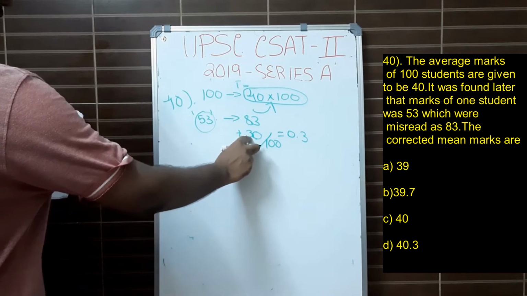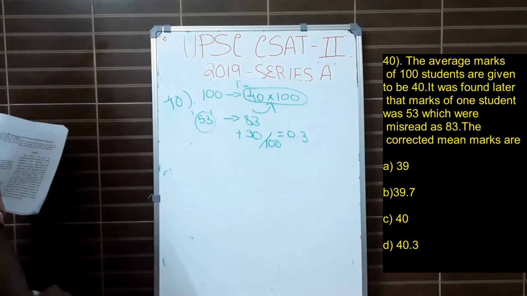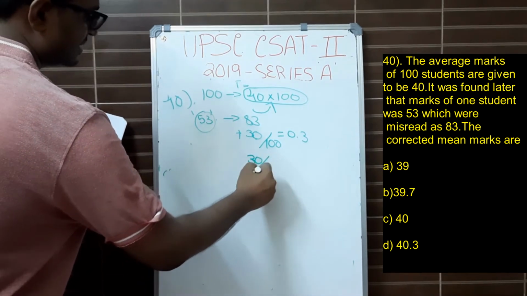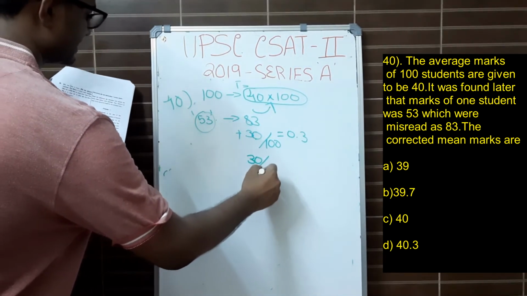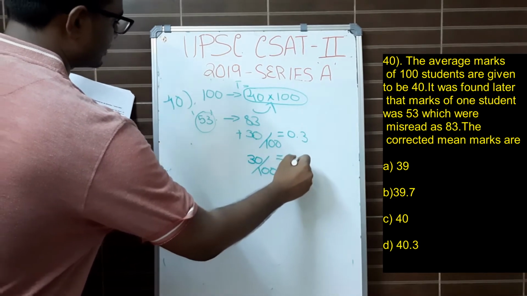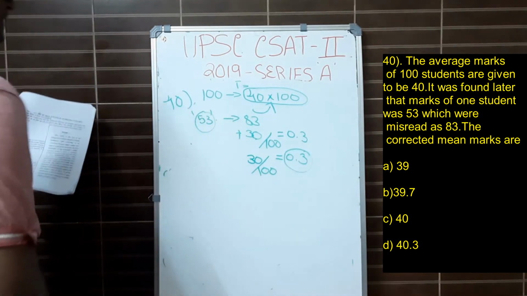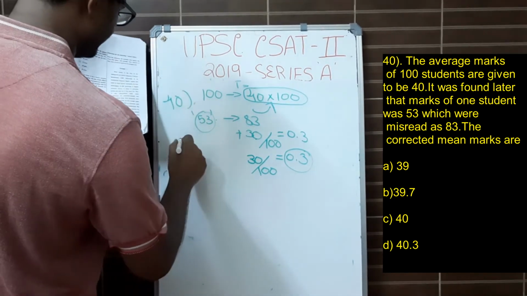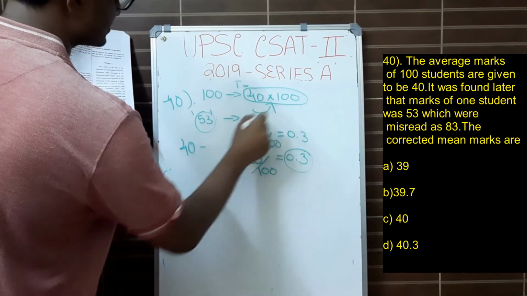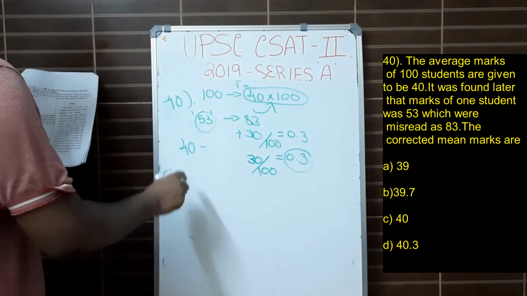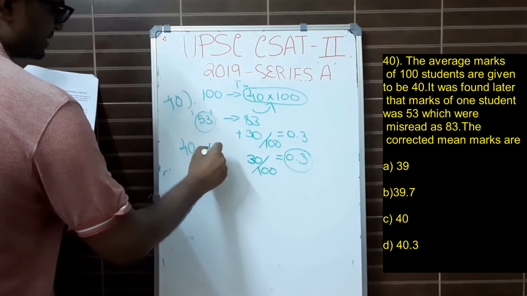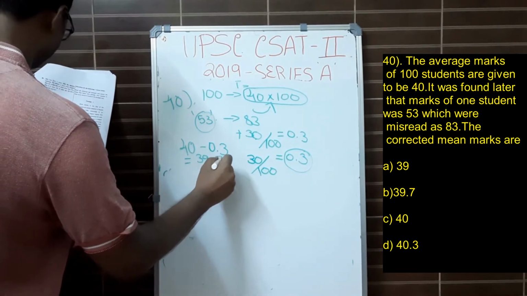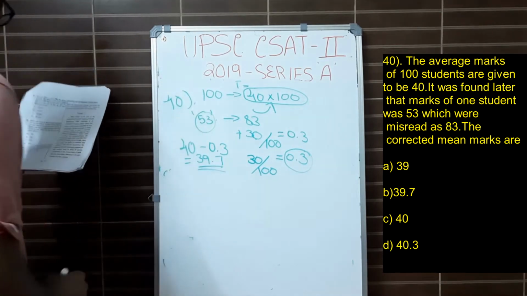30 is the total marks which is overstated, but the average will be overstated by the total overstated marks divided by the number of units. In this case, the number of students is 100, giving 0.3. So this 0.3 is an overstatement of the average. What they're telling us is that the average was found to be 40 when they had done this wrong calculation, but it's an overstatement by 0.3. So 40 minus 0.3, we get 39.7, which is option B, the right answer.